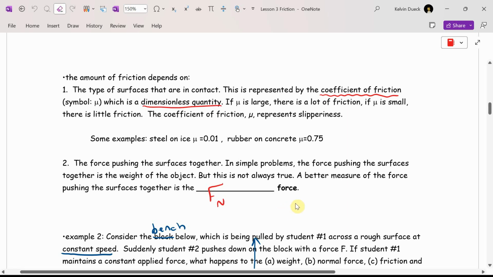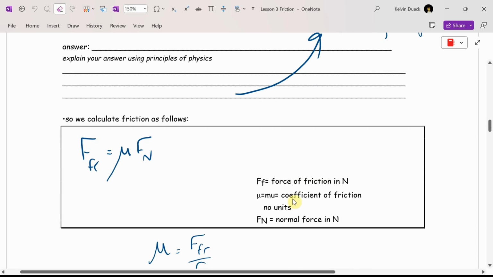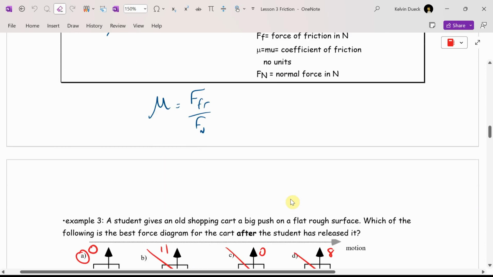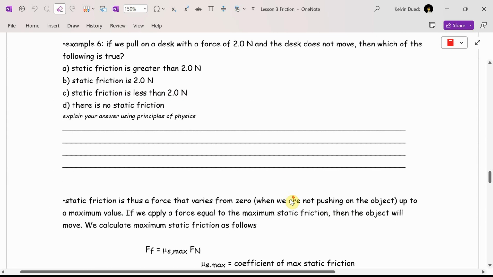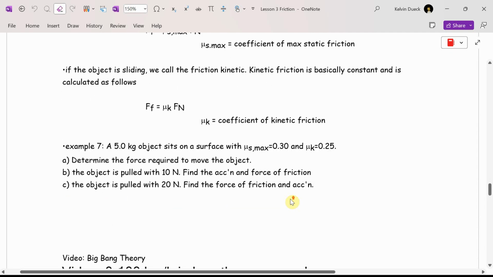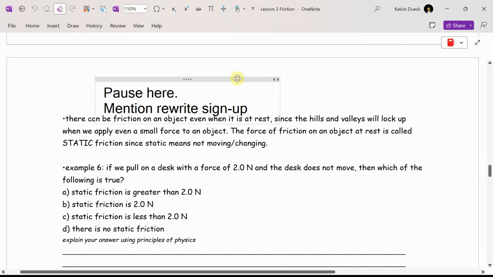We also said it depended on the normal force. In fact, this was an equation a lot of you still remembered from last year. Friction was equal to mu times the normal force. I don't know the normal force. We often had to figure out the normal force from a good free body diagram. We looked at a couple of thought puzzles. We did a couple of questions, and we got right to here.